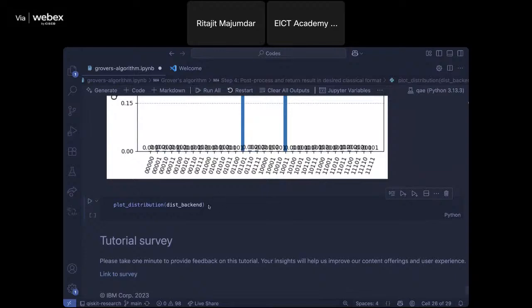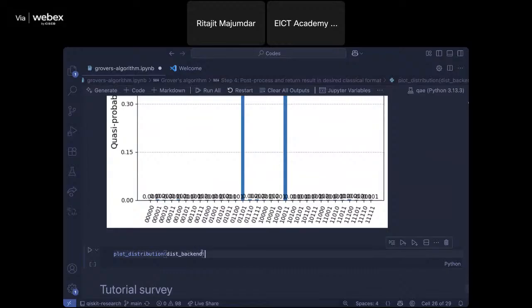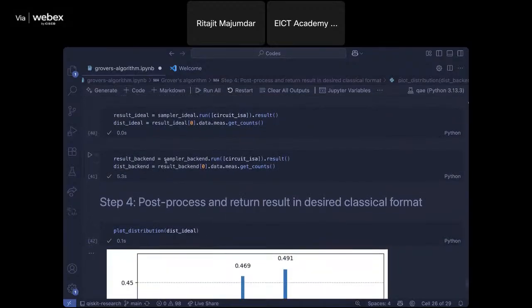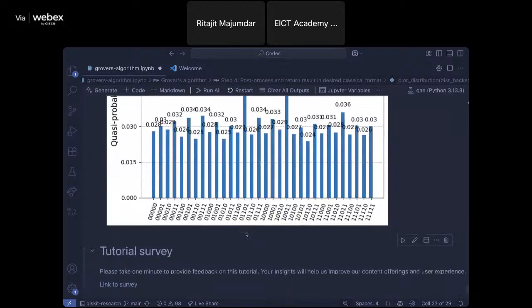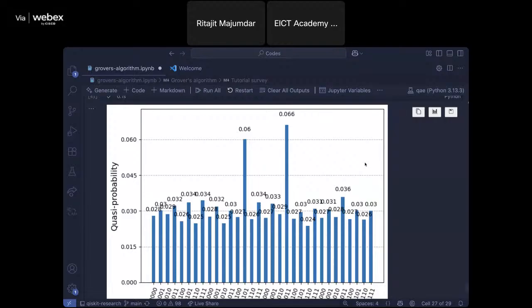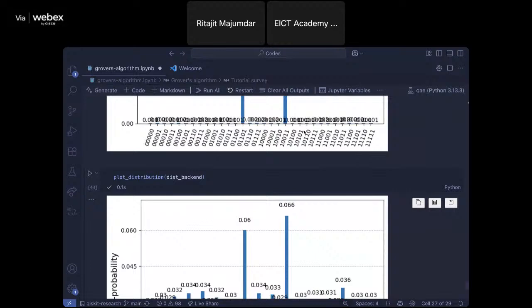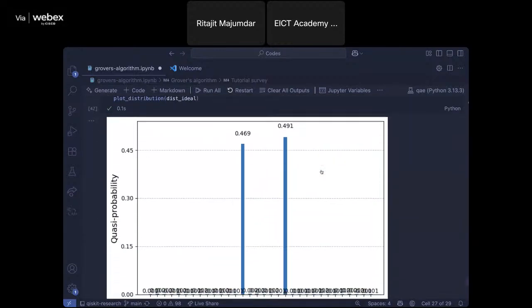Let's look into the noisy solution. Remember, in this case, I had run it on a noisy backend. You see the probability of getting a correct outcome is roughly 0.12. This and this added. So we ideally calculated how many iterations there should be. We found out that it should be 3.